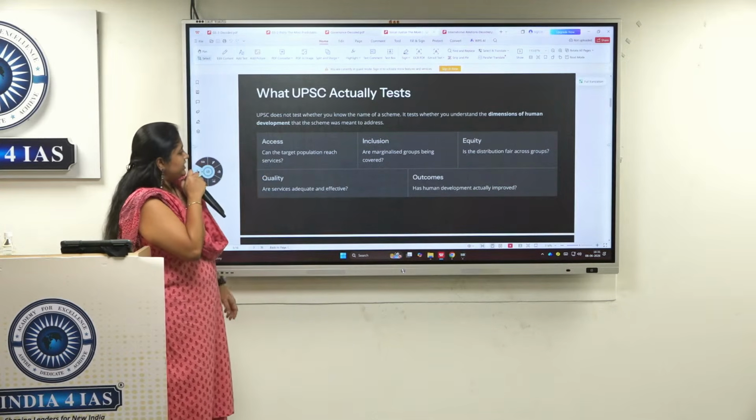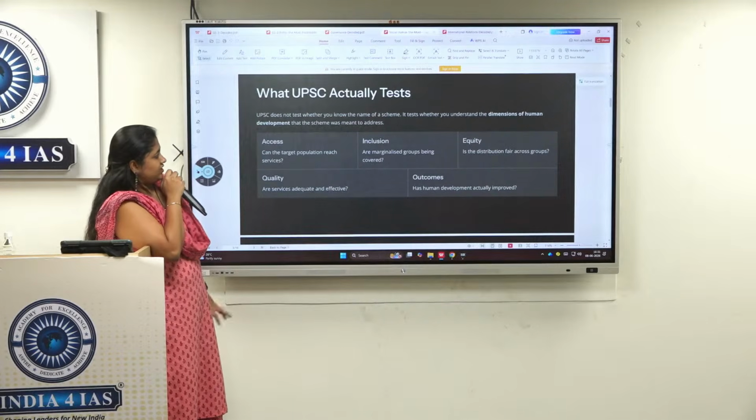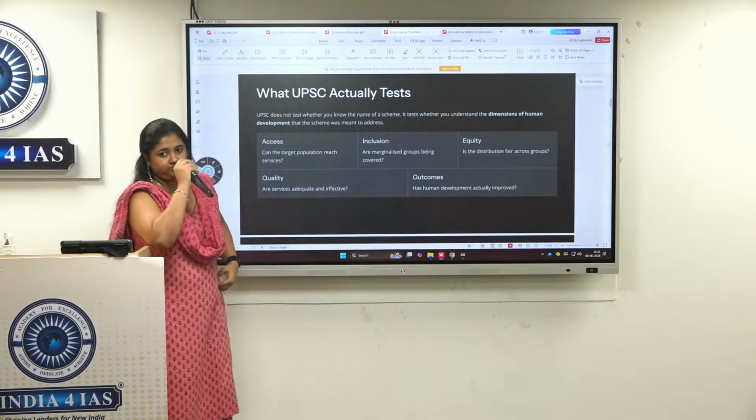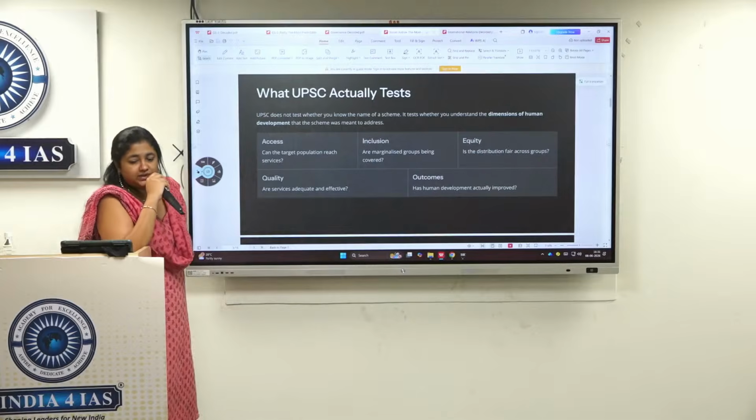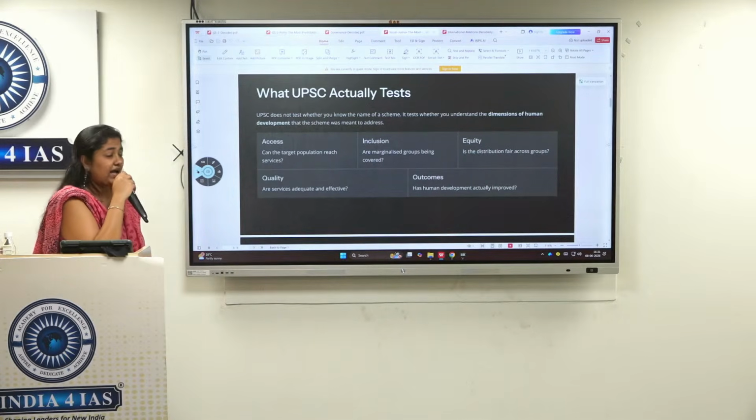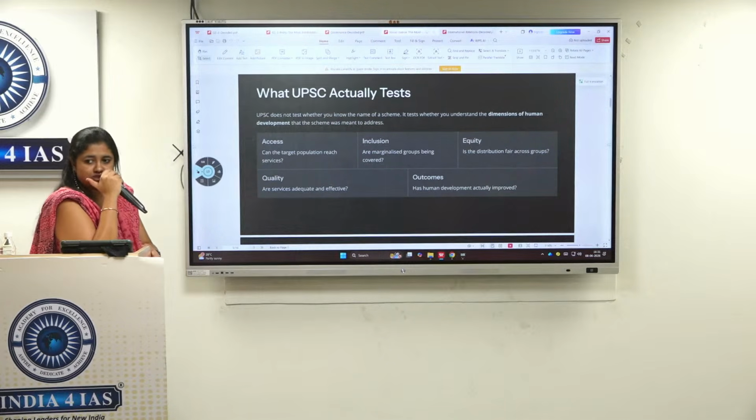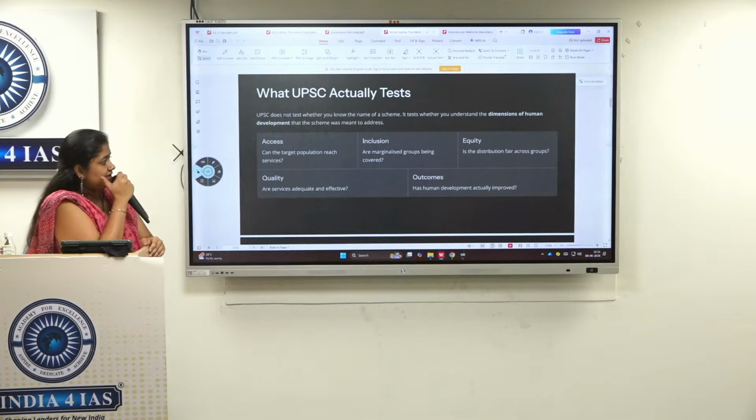What UPSC actually tests is access, inclusion, equity, quality, and outcomes. What do you understand by this? By access, what do you understand by access? Accessibility issues are a roadblock to social justice, right? Then inclusion problems. Even with e-governance initiatives, we have inclusion issues. So that is also causing a problem for social justice, right?